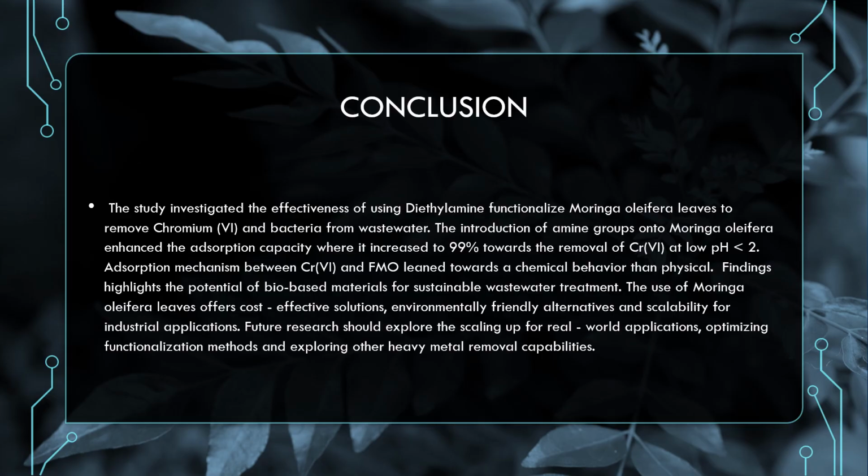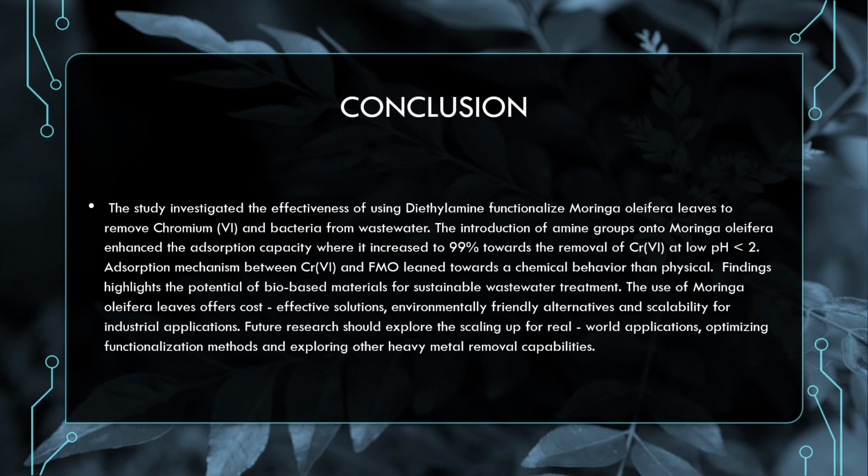In conclusion, the study investigated the effectiveness of diethylamine functionalized Moringa oleifera leaves in removing chromium-6 and bacteria from wastewater. Results show that the introduction of amine groups onto Moringa oleifera enhanced the adsorption capacity, where it increased to 99% towards the removal of chromium-6 at low pH less than 2. The adsorption mechanism between chromium-6 and FMO leaned towards a chemical behavior rather than physical. These findings highlight the potential of bio-based materials for sustainable wastewater treatment.